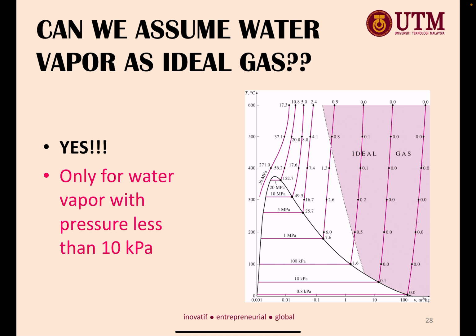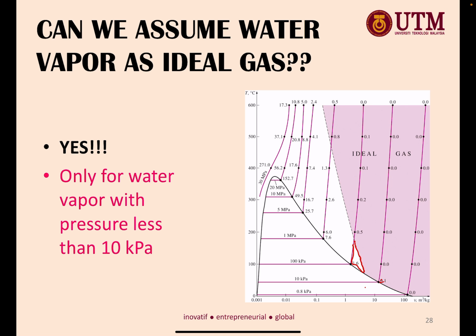And then, as you know, we also have water vapor. Is it possible to assume water vapor as an ideal gas? The answer is yes, but only for water vapor with pressure less than 10 kPa. Why? Because if you use 100 kPa, there is some region that is not covered as an ideal gas. So we can assume that the water vapor is an ideal gas only if it is less than 10 kPa.